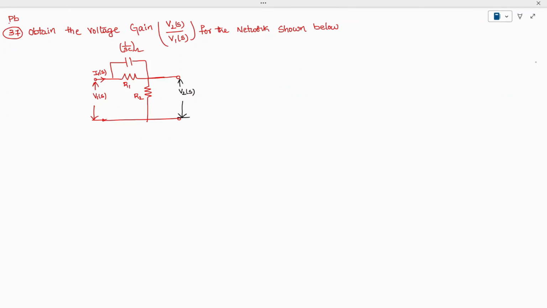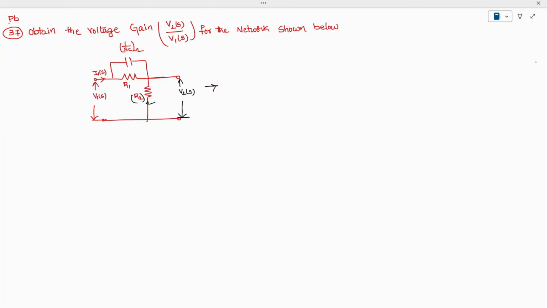Today we are going to solve problem number 37, finding the voltage gain V2(s) divided by V1(s) for the network shown below. Here the resistors are already in ohms and the other elements are already transformed into the s domain. Now we'll try to find the equivalent for this one.